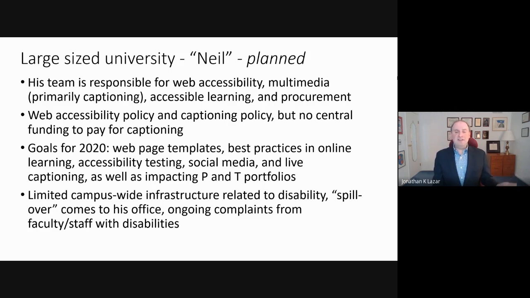And so what he said is often his office gets the spillover. There are so many complaints from students, but especially there are a lot of faculty and staff with disabilities who make sure that they tell Neil, if something is not accessible, they let Neil know. So Neil said often his office gets overwhelmed because there was spillover from other offices who are not properly dealing with digital accessibility.